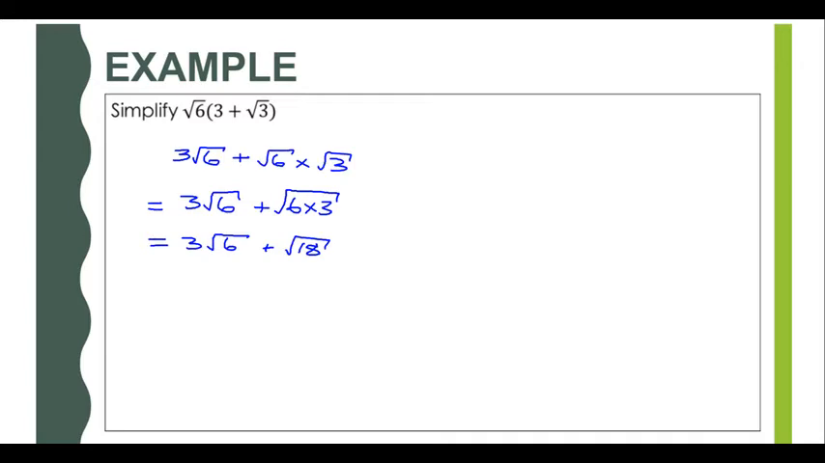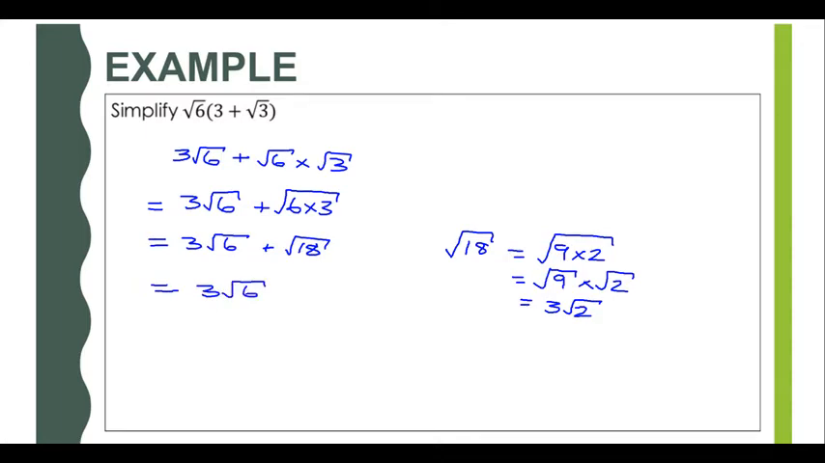We can try and see if we can simplify this further and see if root 18 will simplify. So root 18 we could write as the square root of 9 times 2, because that would allow us to write that as the square root of 9 times the square root of 2, and we know that the square root of 9 is 3, so we end up with 3 root 2, which gives us a final answer of 3 root 6 plus 3 root 2.